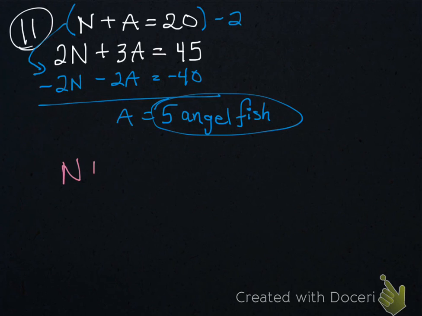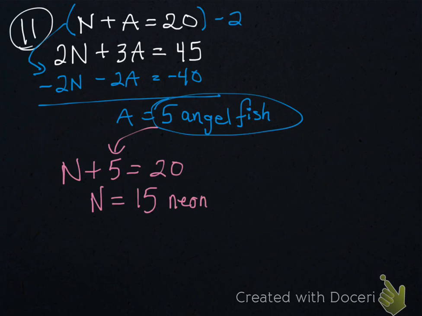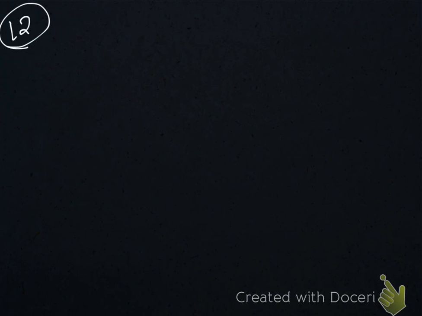So I have neon plus my angels, which is 5, equals 20. Subtract the 5 and neon equals 15. So I have 15 neon fish and 5 angelfish. Number 12, last practice problem. Dan, Robert, and Brian are brothers. Okay, this should tell you that you've got 3 variables, right?